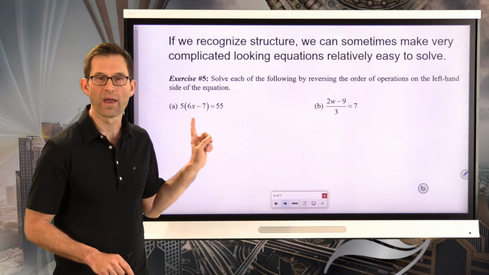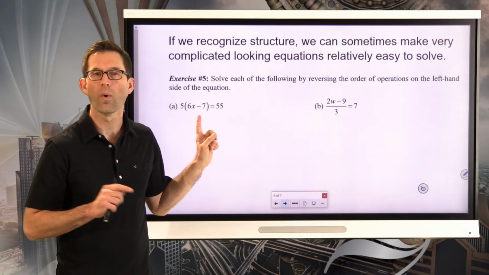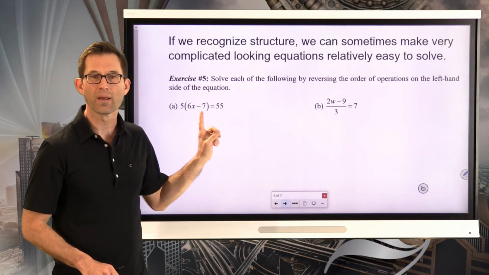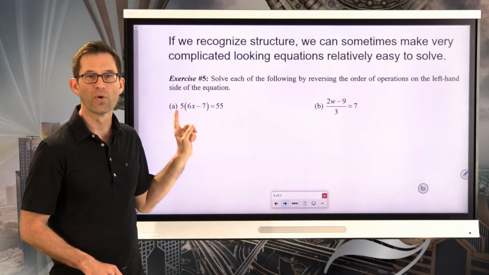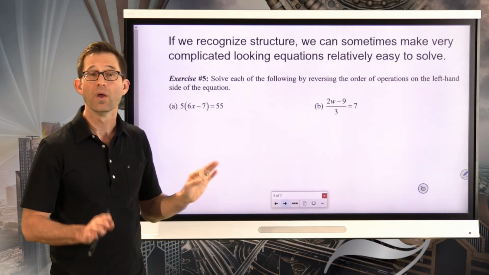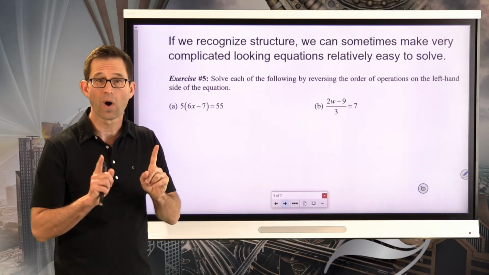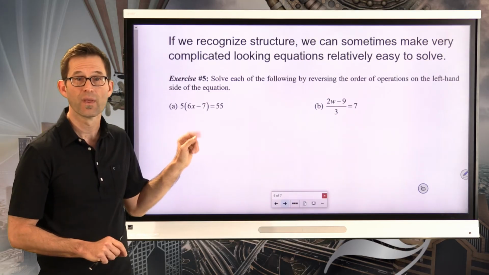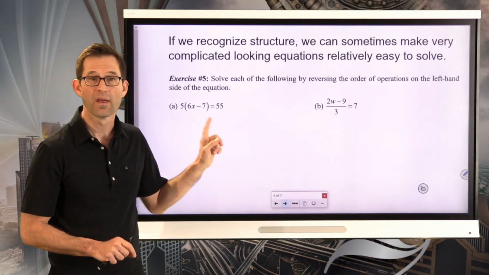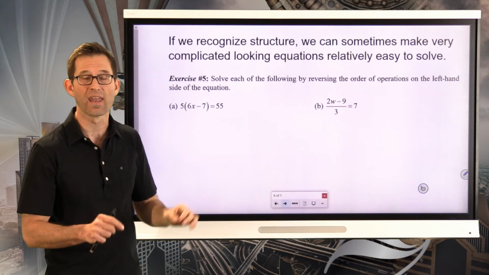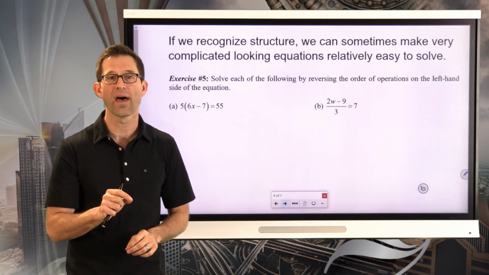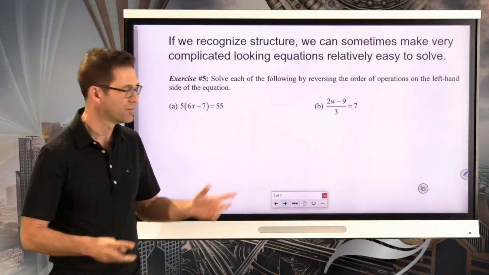All right, let's take a look, right? X only shows up once. What's happening to it? Well, I'm multiplying it by 6, then I'm subtracting 7, and then I'm multiplying that result by 5. So, in order to solve or isolate x, I'm going to first divide by 5, then I'm going to add 7, and then I'm going to divide by 6. Again, I'm just literally one by one undoing what's happened to x in the opposite order.